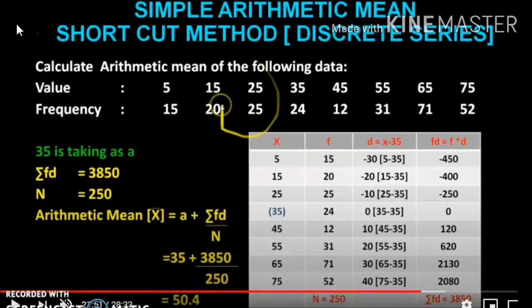So if we use the same values in different methods, we will be getting the same answer. In the previous one, the direct method, we had got the same answer as 50.4, and now also, using this shortcut method or assumed mean method, we are getting the same answer, 50.4.